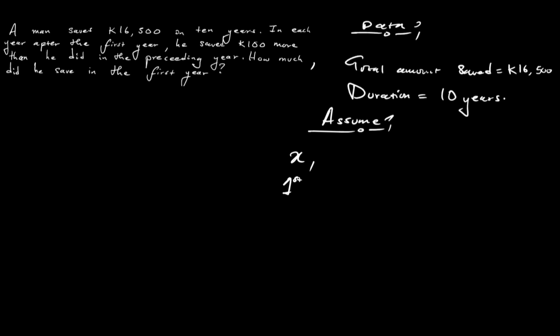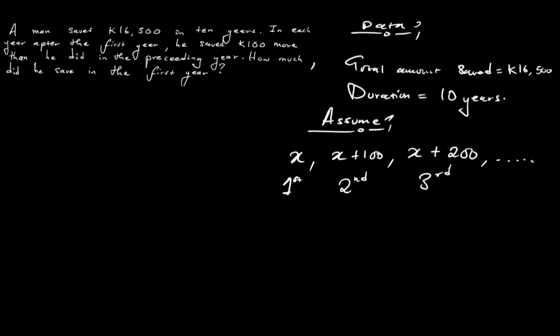So this means that in the second year, this person has to save the initial amount plus 100 kwacha. And then in the third year, it means what? Exactly. The person is going to end up saving X plus 200. And then ellipsis, it keeps on going just like that. So that's what they mean when they say in each year after the first year, he saved 100 kwacha more than he did in the preceding year. Now, the question says, how much did he save in the first year? So we want to find the value of X.